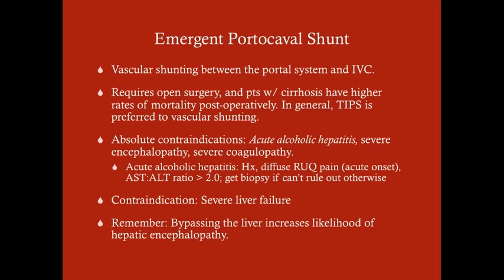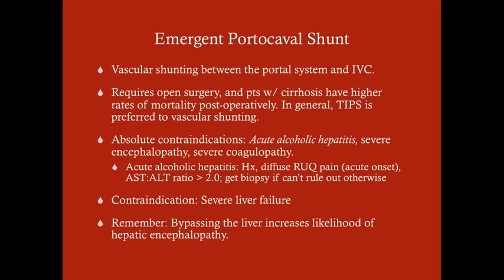So what do we see with a patient with acute alcoholic hepatitis? Well, of course, they'll have a history of recent alcohol intake, diffuse right upper quadrant pain, an AST to ALT ratio greater than 2.0. If you're sure that the patient does not have acute alcoholic hepatitis, fine. If you don't know, even with the history, the symptomology, and your lab work, then get a biopsy if you can't rule it out otherwise, because you do not want to operate on a patient with acute alcoholic hepatitis.